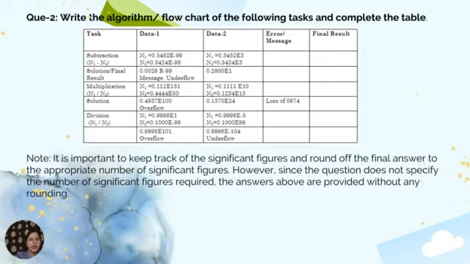Question 2. Write the algorithm flowchart of the following task and complete the table. As you can see on the screen, हमें यहाँ पे task data 1 and data 2 given है और हमें error और final result हमें यहाँ पे fill करना है.